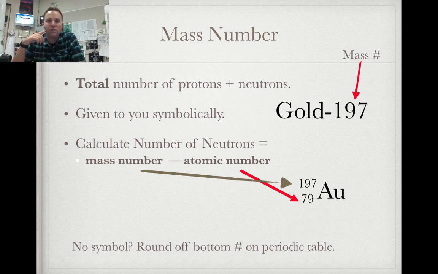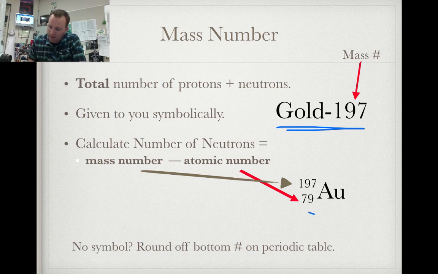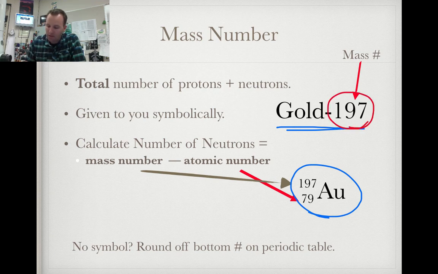Okay, so it gives you a total, and there's two ways to symbolize an element. You can see here we have gold dash 197, and we have the same element with the symbol and some numbers next to it right here. The mass number is given to you right here when it's written out as the word gold dash 197. So you might have mercury dash 59 or something else. Okay, so when it's the word dash a number, that number is the mass number, and again, this is the number of protons plus neutrons.